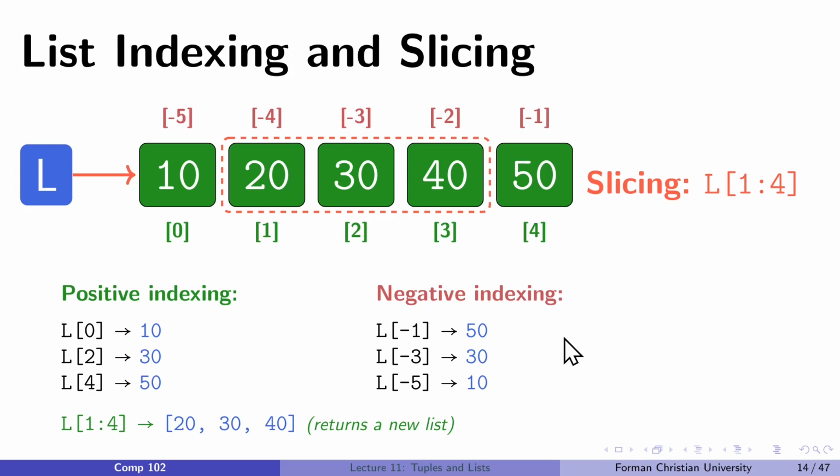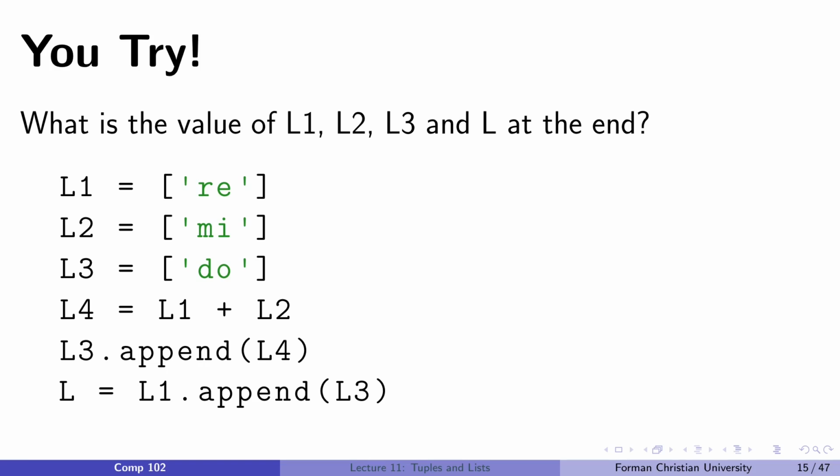What about slicing? L sliced from 1 to 4 gives you 20, 30, and 40. And it does not give you 50 because 4 is not included here. It starts at index 1 and goes up to, but not including, index 4. And it returns a brand new list. So slicing always returns a brand new list. Now, this is the same slicing that you learned with the strings, actually, with the same rules and the same behavior.